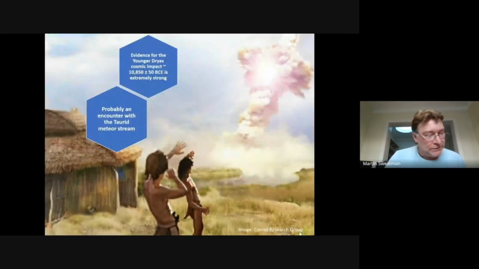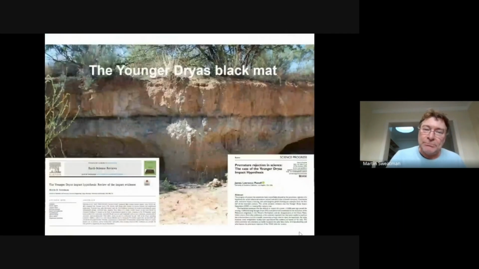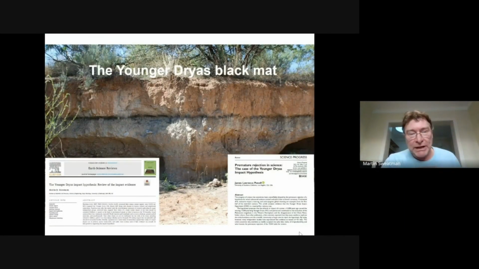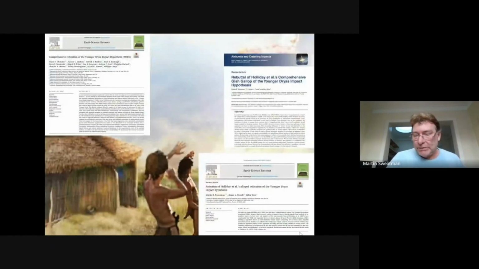I mentioned the Younger Dryas impact, and how it's a controversial idea, but there is a lot of evidence, I think, and in particular, a lot of that evidence is found at the base of what is known as the Younger Dryas black mat. This is in the form of nanodiamonds and microspherules and different kinds of melted and shocked mineral. There have been a series of papers over 10 to 15 years that have gone back and forth, arguing for and against the case for the Younger Dryas impact.